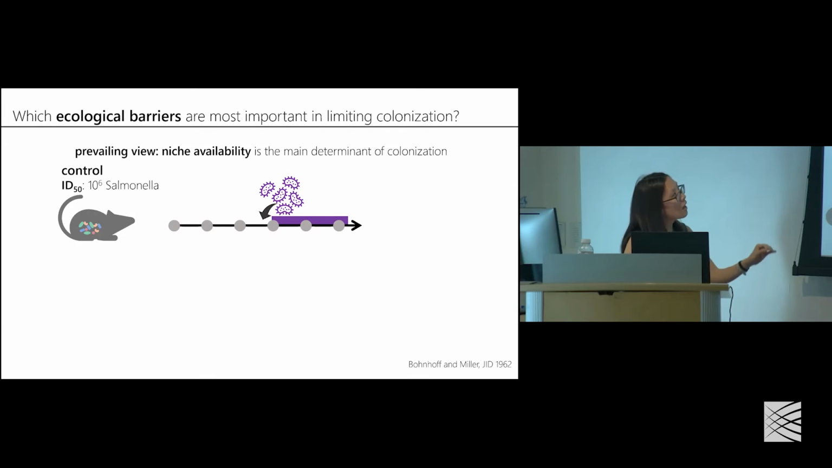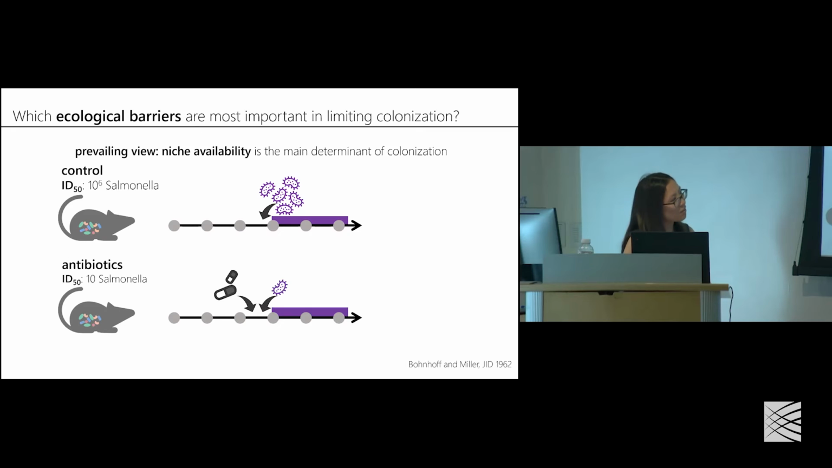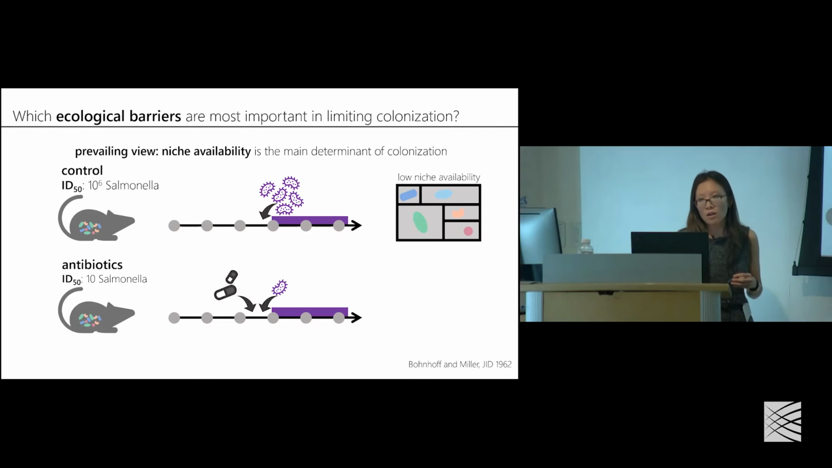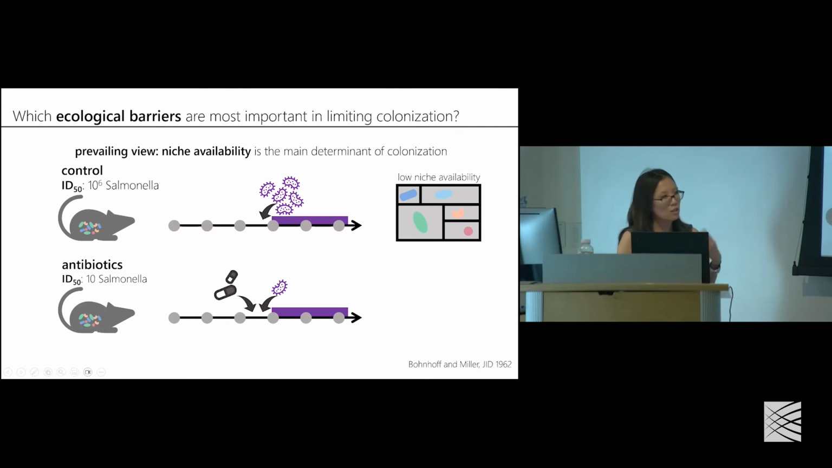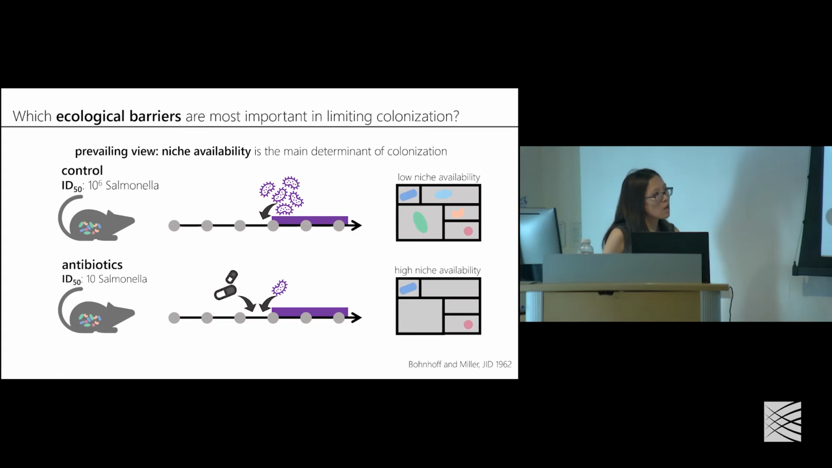So these authors tried inoculating healthy mice with salmonella. They found that a very large dose of salmonella was needed to establish viable infections. But if they gave the mice an antibiotic that knocked down the resident community, then suddenly it became much, much, much easier for these salmonella to colonize. And so we can interpret these results under this framework of niche availability. It seems like in conditions of low niche availability, it's difficult for new microbes to colonize, but when more niches are available, like after a perturbation, it becomes a lot easier.